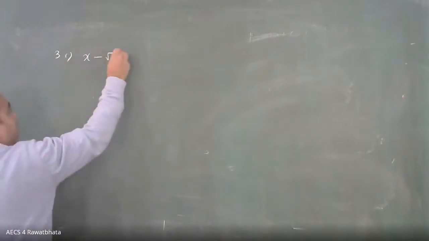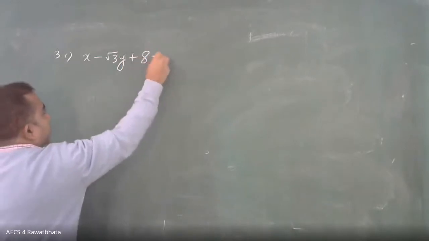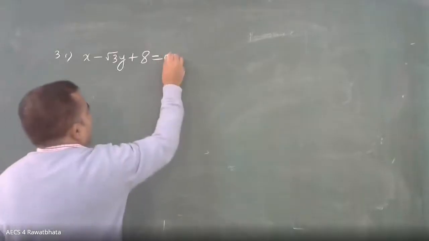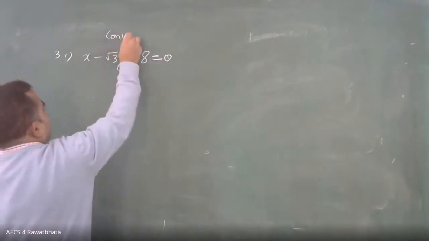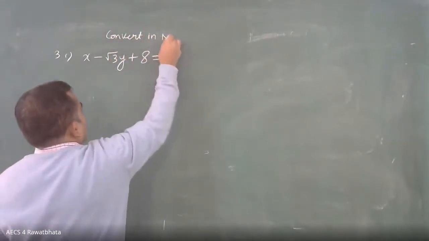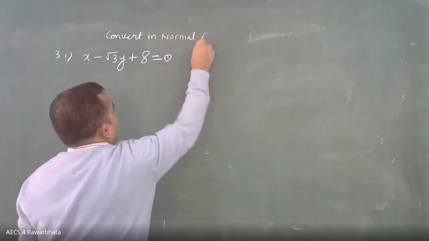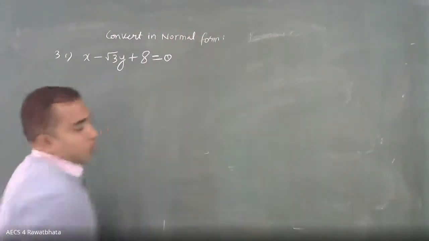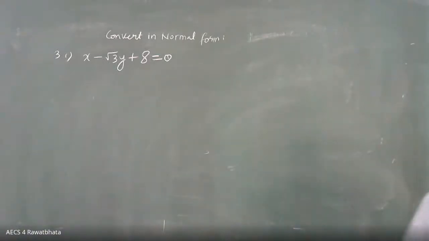Reduce the following equation into normal form. What is that first part? X minus root 3y plus 8 equals to 0. Is this right? Yes, sir. Okay. So this I have to convert in normal form. So can someone tell me what is normal form? Uma, do you remember what is normal form?